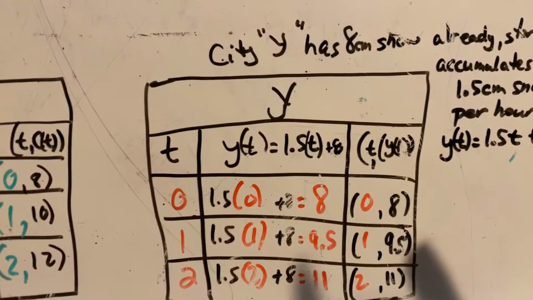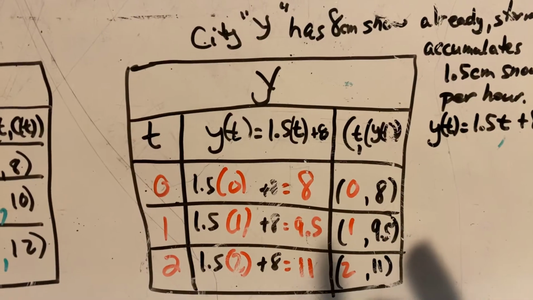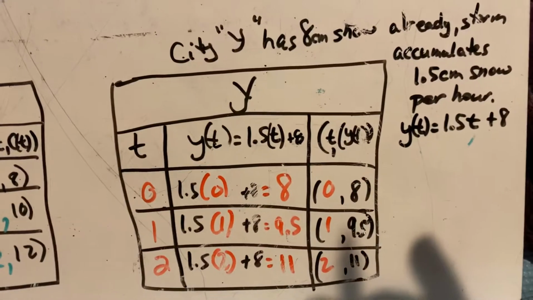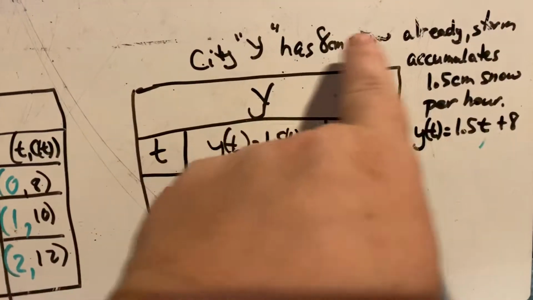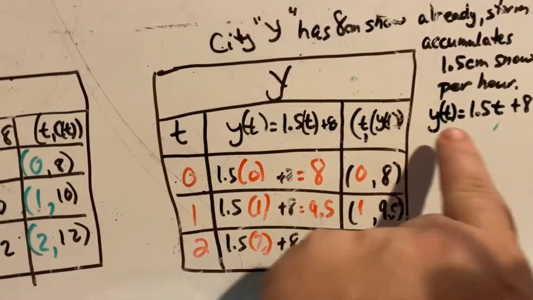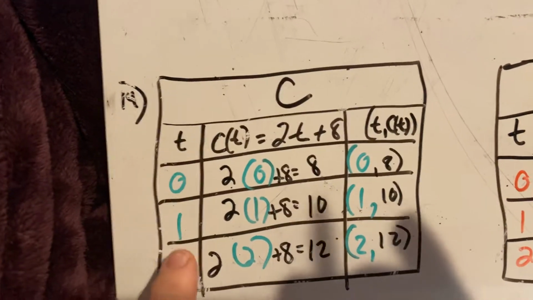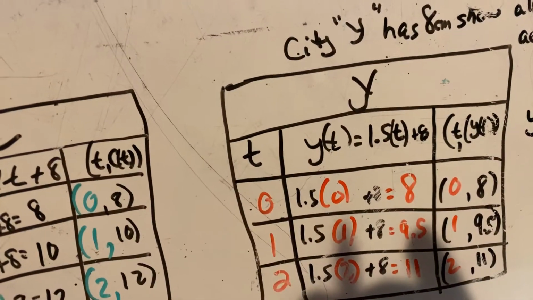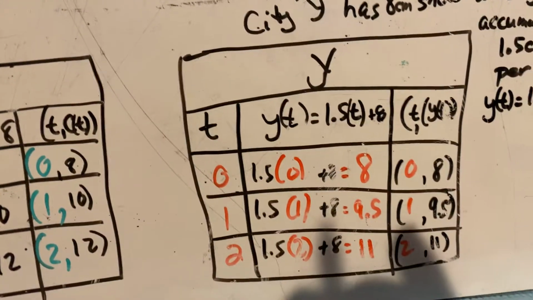We go to city Y. They give us a verbal description. There are 8, I'm sorry, it's not inches, it's centimeters. I apologize. Y has 8 centimeters of snow already, and the storm is accumulating 1.5 centimeters of snow every hour. This is given as a verbal. Here is your linear model. Y of t is equal to 1.5 t plus 8. So again, t is hours, and my snowfall, the y's, are in centimeters.